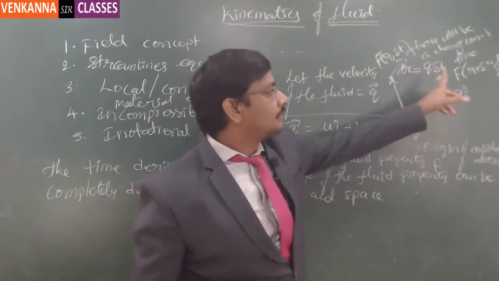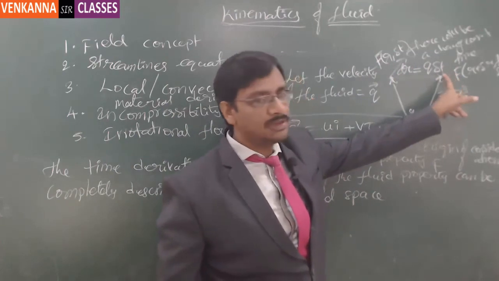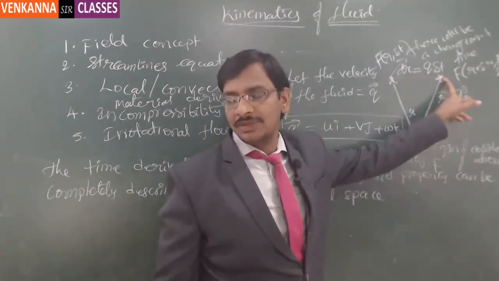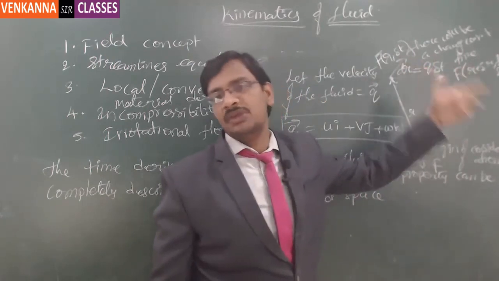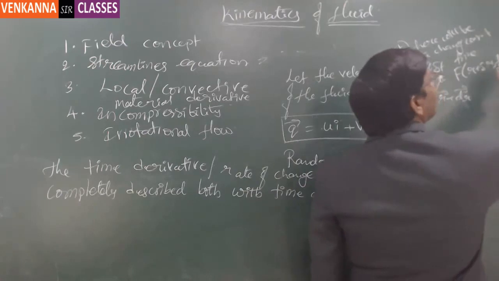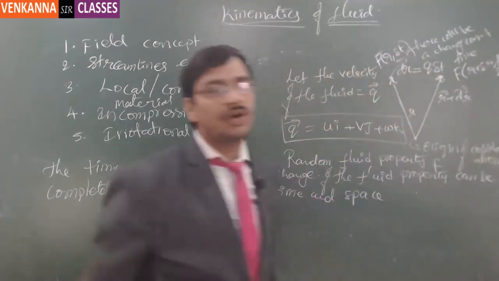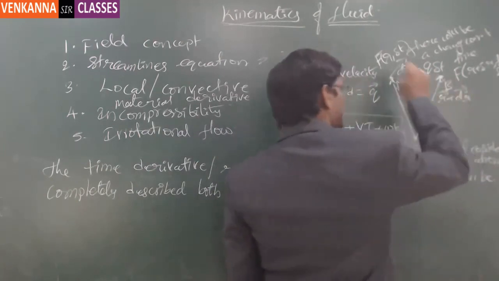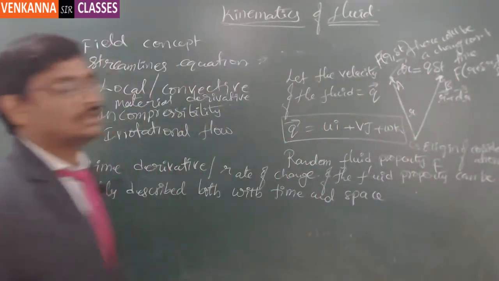So the function at this particular point is f of r comma t, and the same function, right? When it is moving to this particular location, one is the positional change from here to here, and within that time there will be a time change. So f of r plus delta r and t plus delta t is the new function value at the position B. So this is position A. Got it?